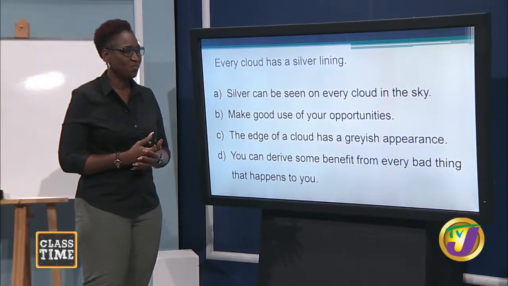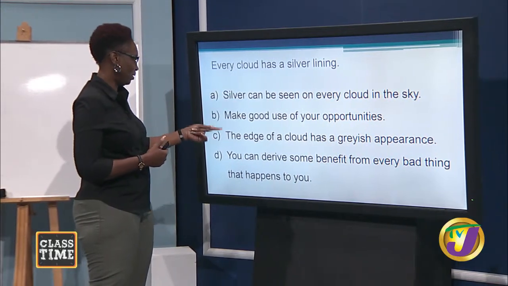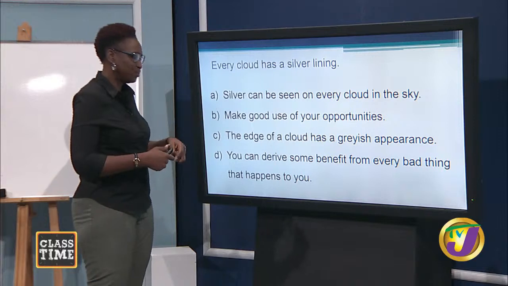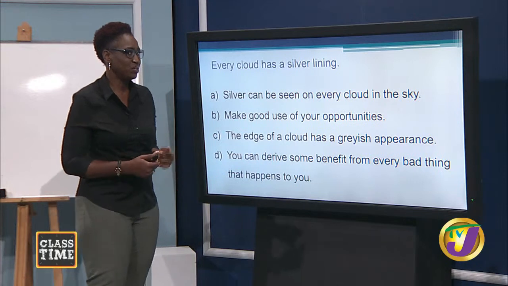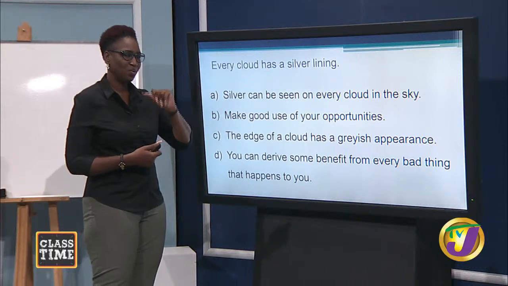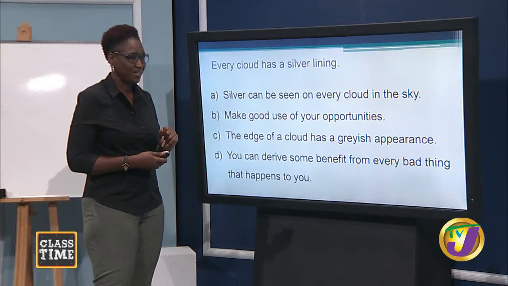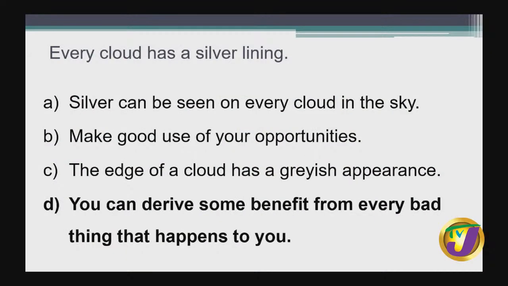So, are you going to go very literally and talk about the actual color in A, the actual color in C? Or are you going to be more figurative and look at B or D? And if you look at B or D, which one is closer to the idea being conveyed in every cloud has a silver lining? Yes, you know it. Good, here we go. You can derive some benefit from every bad thing that happens to you. So that is the meaning behind every cloud has a silver lining. Very good. All right, let's continue.